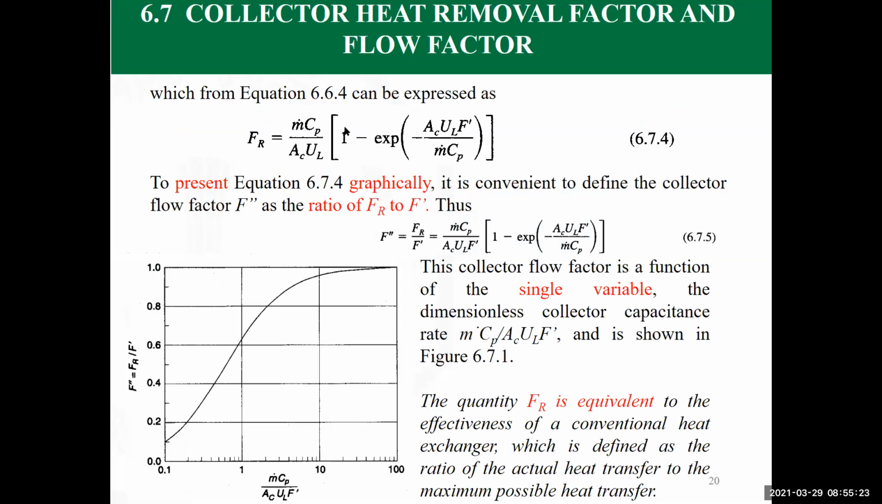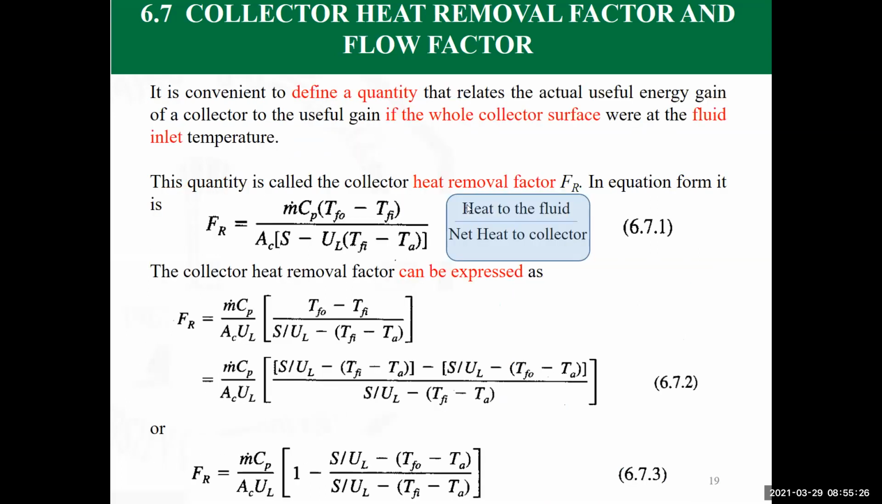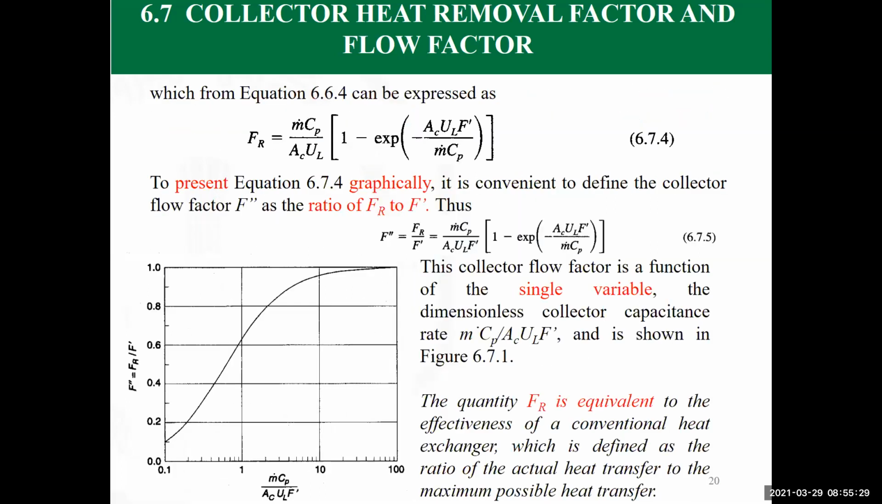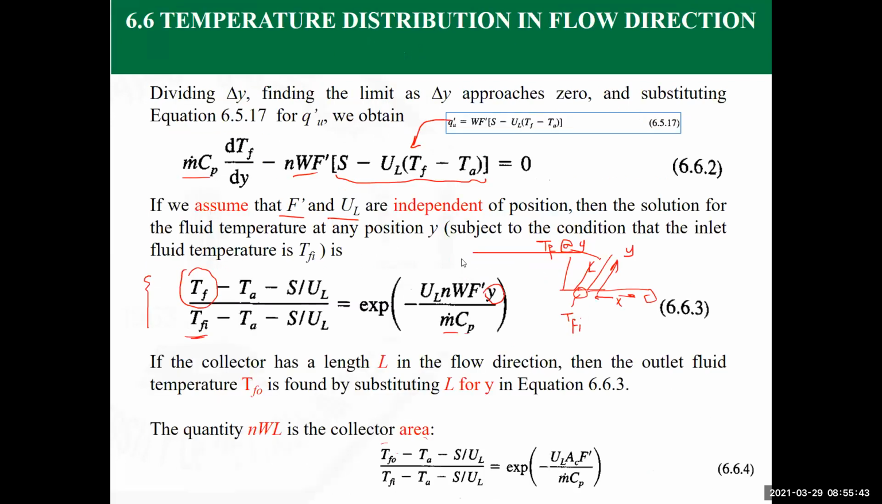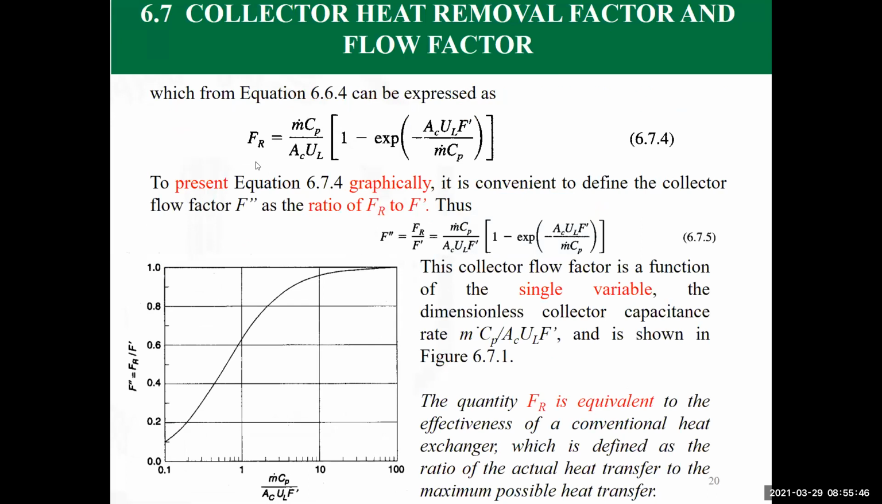Accordingly, if we combine this with equation 664, which is providing us with the ratio of S over UL minus T naught minus TFA over S over UL minus TFI minus TA, we end up with the expression that we are seeing here. FR is m dot Cp over AC UL times 1 minus exponential of the number of transfer units. So again, we are getting closer to the expression that we have seen before as some sort of an effectiveness.